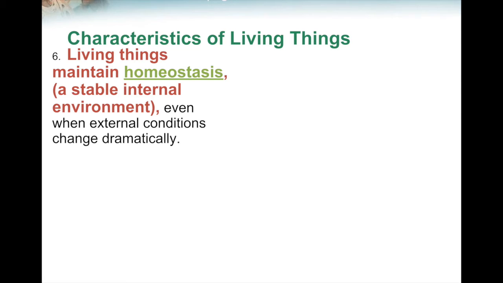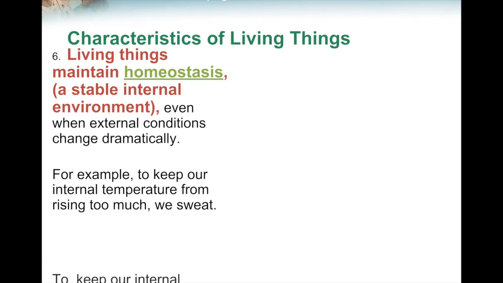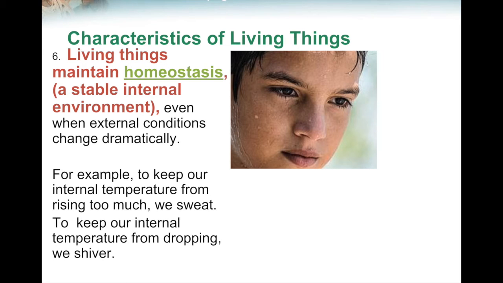If we go outside, we don't want to overheat. We don't want to have a temperature higher than 98.6 degrees Fahrenheit because then our bodies won't work properly. So what does our body do so that we maintain that balance, that homeostasis, that internal temperature of 98.6 degrees Fahrenheit? Well, our bodies will sweat. And when we sweat, it helps to cool us off so we don't overheat.